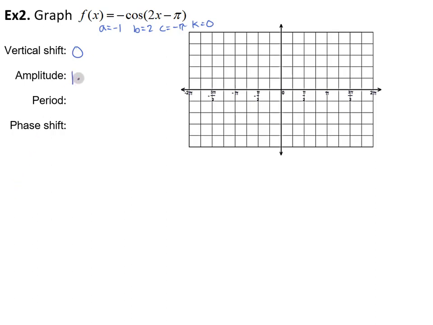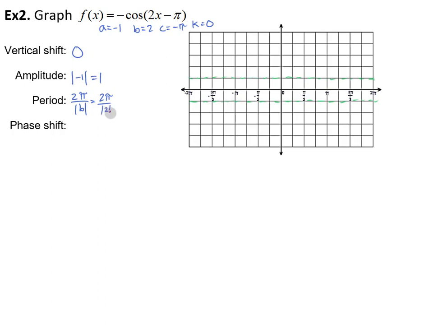Our amplitude, the absolute value of a, is 1 unit. So just like before, we're going to go up and down 1 unit to give ourselves a maximum and minimum value to stay between. Okay, so we've got those marked in. Next, we need to find our period. So the formula, since it's not on the page here, for the period is the normal period, 2 pi, divided by the absolute value of b.